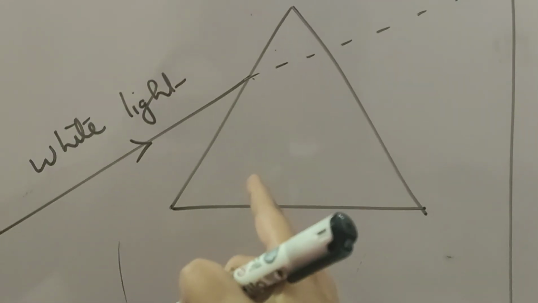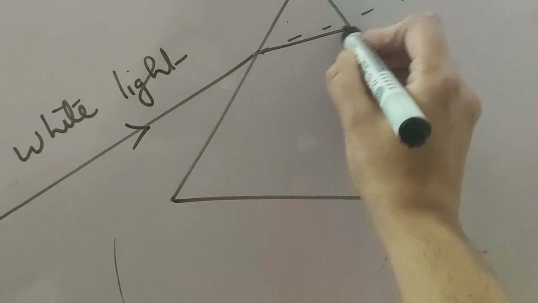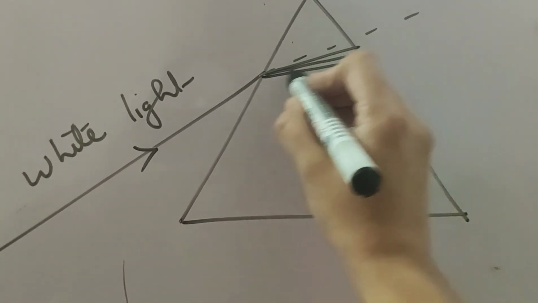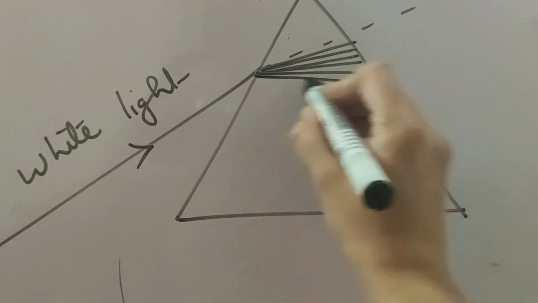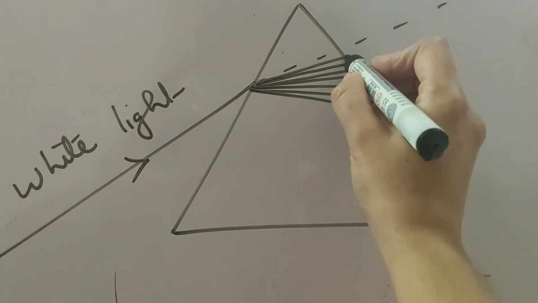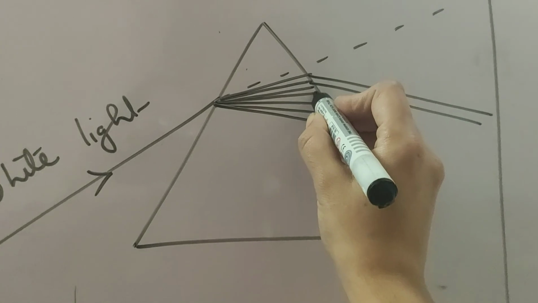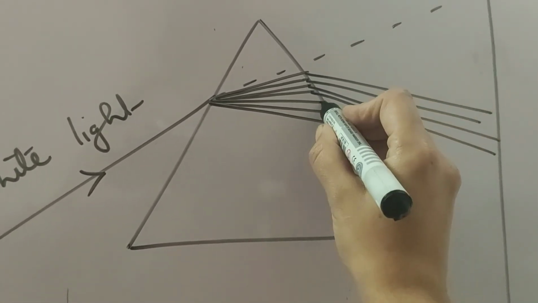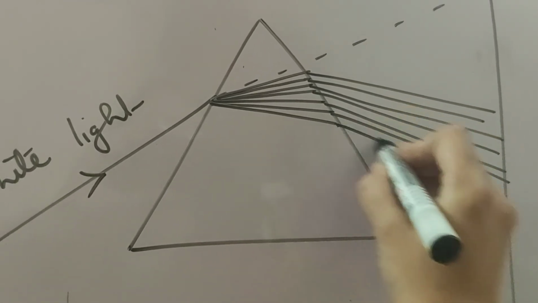But since we have a medium and light is going to bend, we observe that light not only bends but it splits into its constituent colors. And we can obtain these colors on the screen that we have placed next to the prism, and we call this band of 7 colors as spectrum.